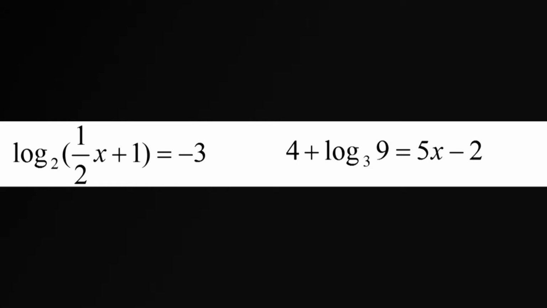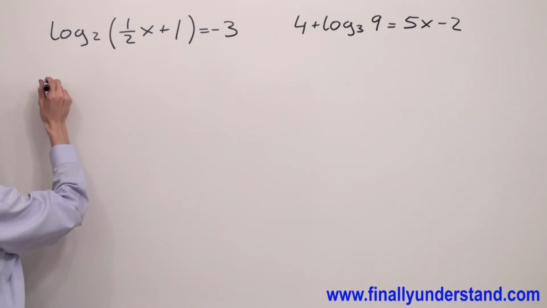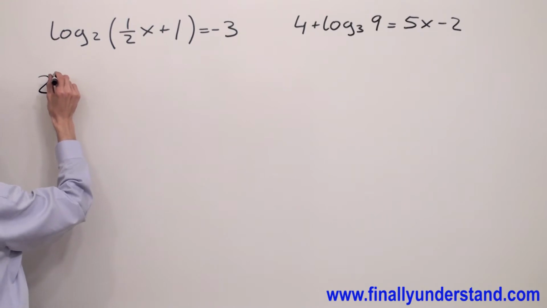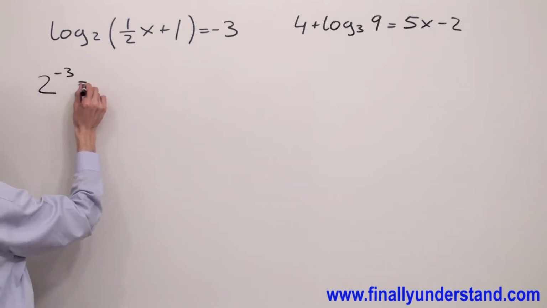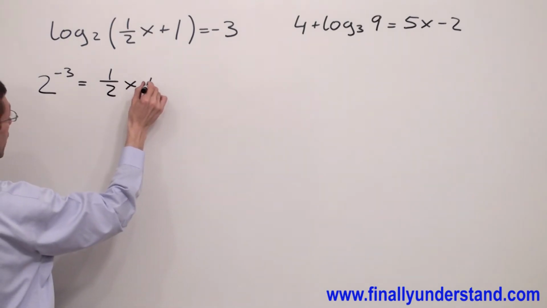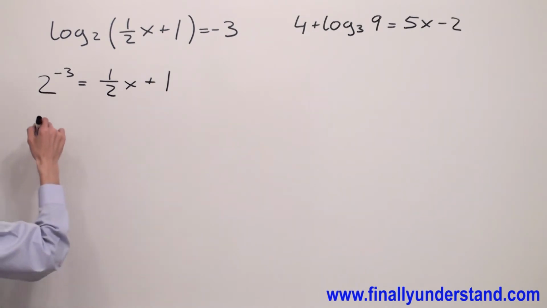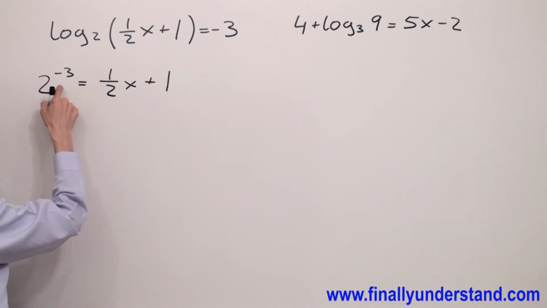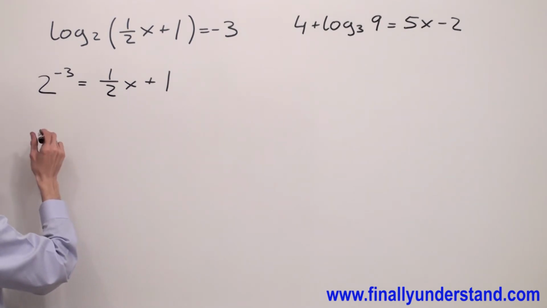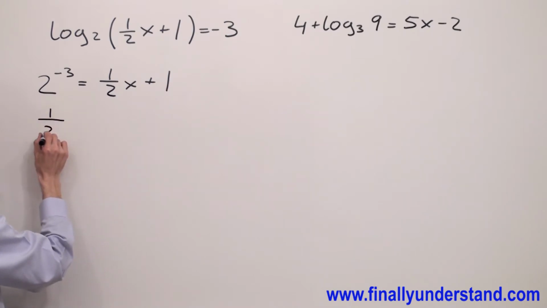Let's take a look at these examples. Okay, and we are going to convert a logarithmic form to the exponential first. I have 2 to the power negative 3 equals 1/2 x plus 1. What I'm going to do is convert 2 to the negative 3 to a fraction, and I'm going to have 1 over 2 to the third.